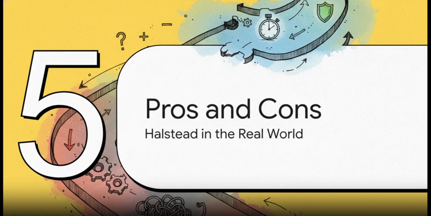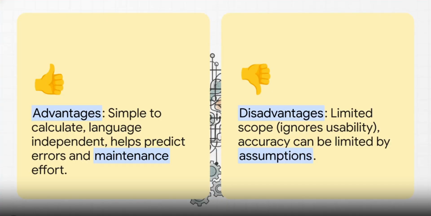Okay, so this all leads to the big question, right? Is any of this actually useful in the real world? I mean, it's a cool theoretical exercise, but what are the pros and cons of actually using these metrics today? Well, the trade-off is pretty clear. On the plus side, you can totally automate this stuff. It works in any programming language, and it gives you a hard number for code quality. They could even help predict where bugs might pop up.